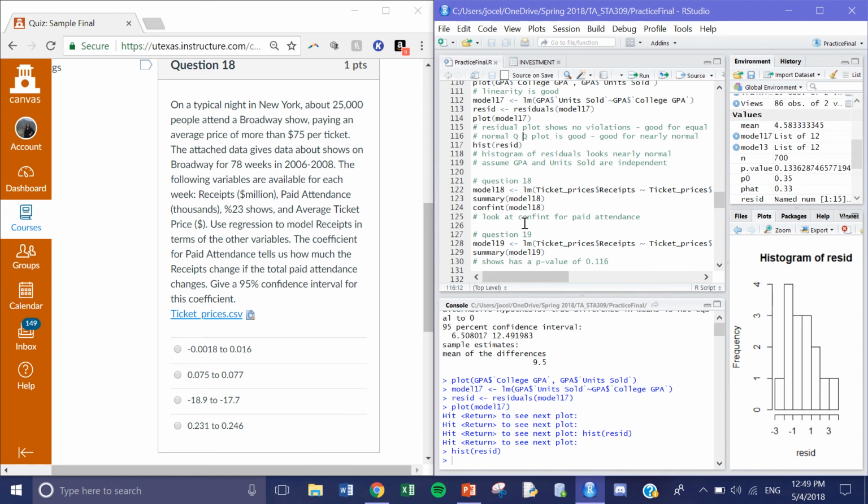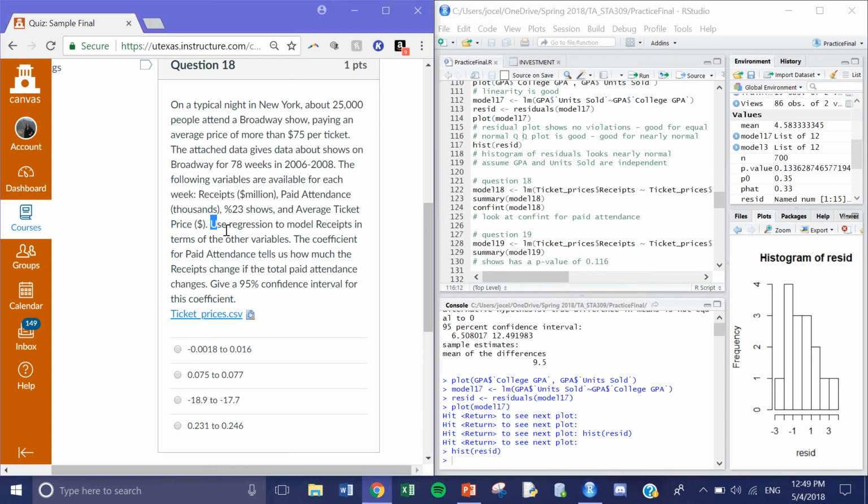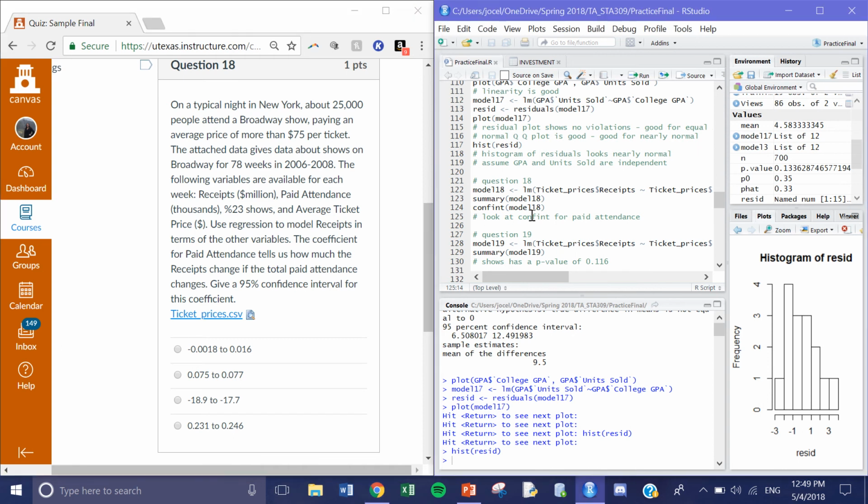Question 18. On a typical night in New York, about 25,000 people attend a Broadway show, paying an average price of more than $75 a ticket. The attached data gives data about shows in Broadway for 78 weeks from 2006 to 2008. So it gives us all these different variables. And it says, use regression to model receipts in terms of the other variables. The coefficient for paid attendance tells us how much receipts change if the total paid attendance changes. Give a 95% confidence interval for this coefficient.